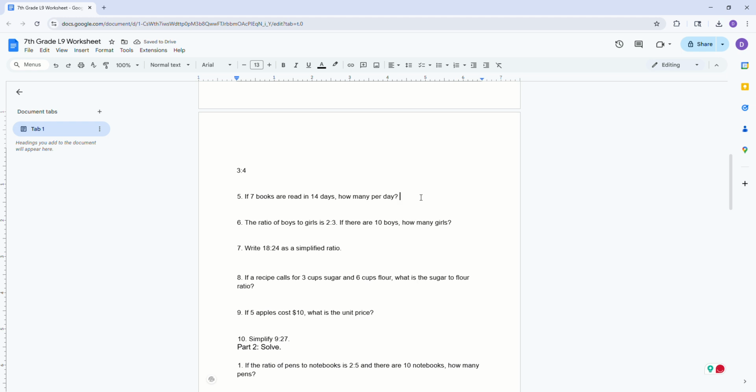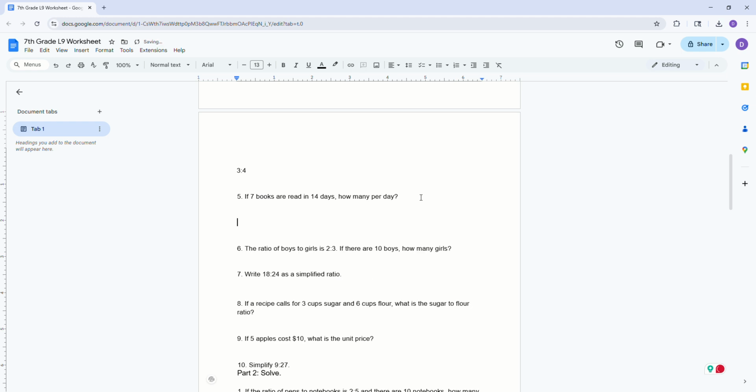The fifth problem is asking, if 7 books are read in 14 days, how many per day? So this is similar to all the other problems. If we read 7 books in 14 days, we need to divide 7 by 14, and that would be 0.5 books per day.